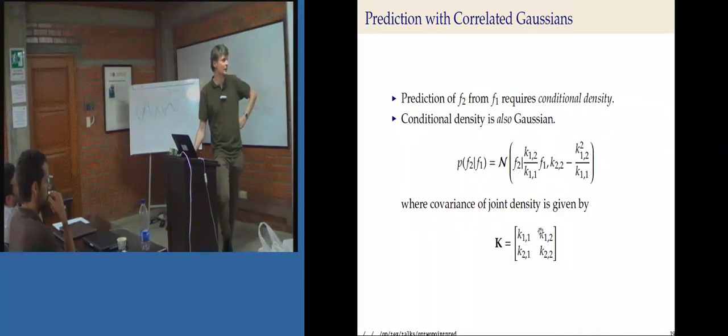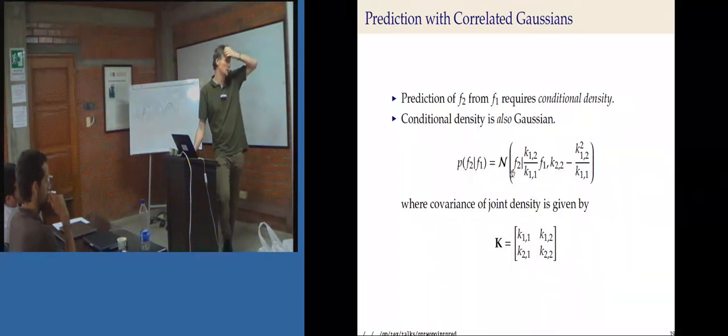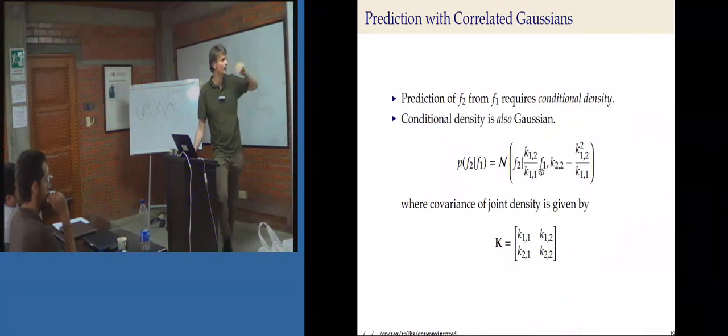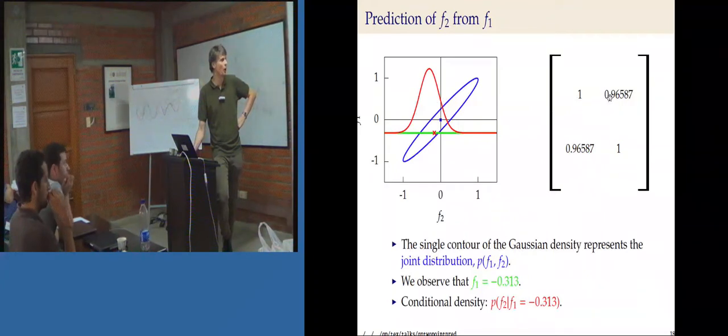So if this is the covariance of those 2 values, this is the density of f2 that you can work out. It turns out that f2 is given by a mean which is equal to a weighting of f1 times this term here, the cross term, divided by the diagonal term. So for example, if these terms were both 1, the mean would be equal to 1 over 1 times f1. And the only way that would be possible would be if this was 1, 1, 1, 1.